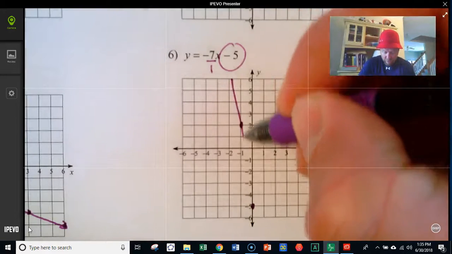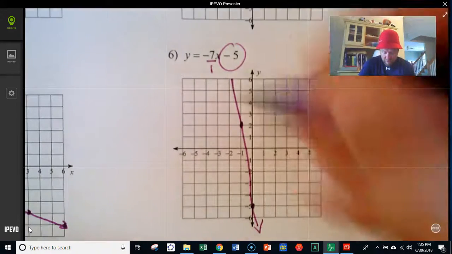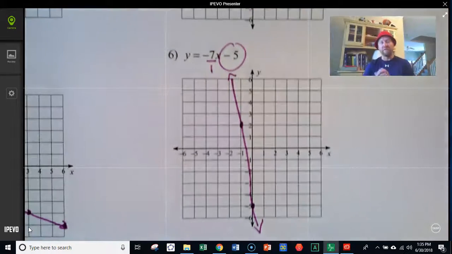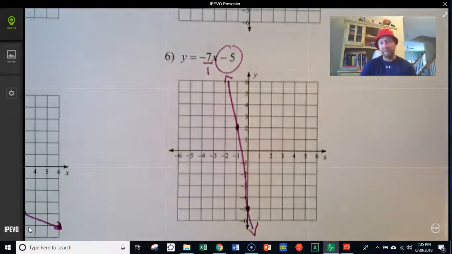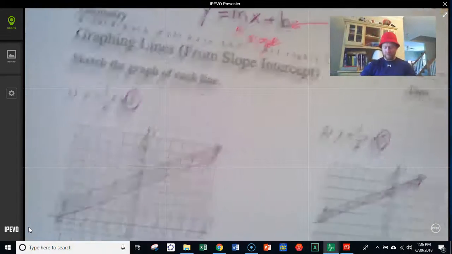So let's draw as best a line as we can. And your line's probably going to be a little sketchy if you don't have a ruler. But you don't need a ruler if you've plotted at least a couple of points to make it obvious where the line should be. Let's look at some more lines.